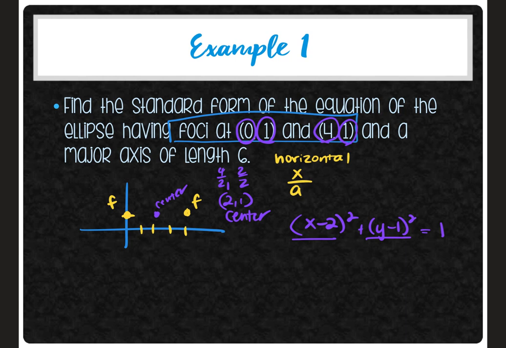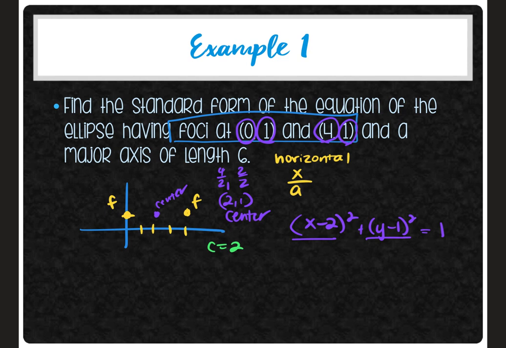The major axis, which makes it horizontal, what value does it give you, A, B, or C? C. Foci, think foci has a C in it. Foci is C. So C is the distance from the center to the foci, which tells you in this case C would be what? 2. C is 2. I got all that information from just having the foci.